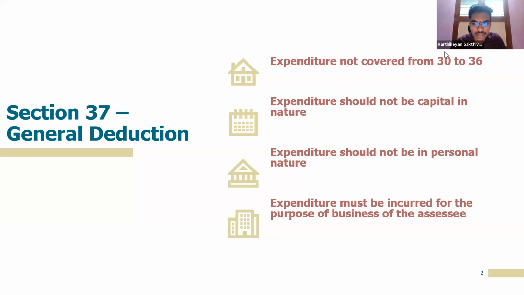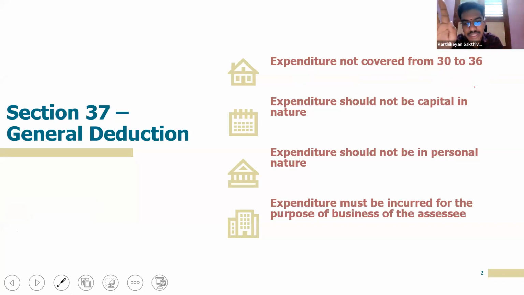Now we will speak about section 37 and section 36, where we'll discuss general deductions and specific deductions. As far as section 37 is concerned, section 37 speaks about general deduction. As per section 37, whatever expenditure is not covered from section 30 to 36, if all these conditions are satisfied, any expenditure can be claimed as an expense. Any expenditure for that matter can be claimed as an expense. What we have seen before this were all specific deductions.